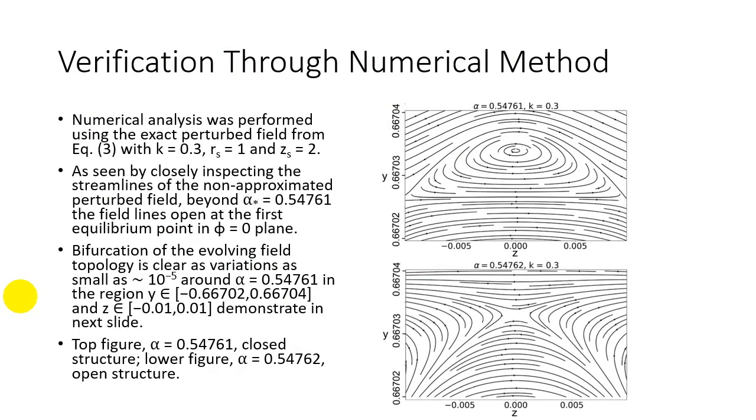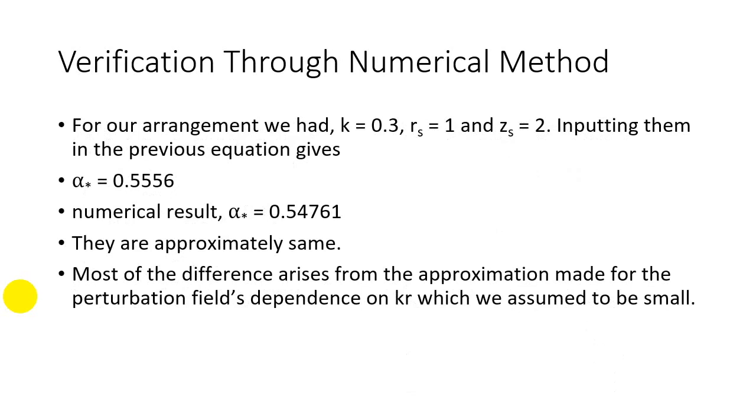We want to know where the transition happened. How do we know that? We basically zoomed in on the first critical point, and we changed our alpha up to a certain point where changing even 0.0001 turns it from a closed line to this open saddle point. And this happens at alpha equal to 5.471, for the setting that we're using, with k equal to 0.3, r equal to 1, set equal to 2. The theoretical value is alpha equal to 5.556, which is fairly close.